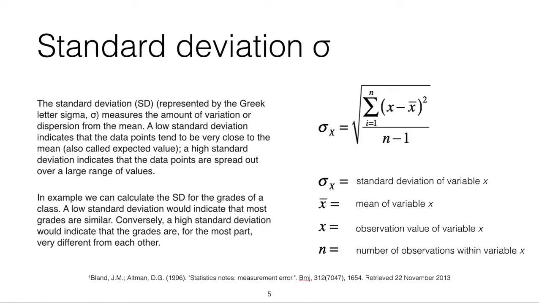So for now, it would seem a little bit complicated. It's new. But just think about this: we're looking at differences of each observation from the mean, and we're doing some form of an average of those differences. So let's think about an example of grades. If we took the standard deviation of grades of a class, meaning how different is each grade from the average grade, a low standard deviation would indicate that most grades are similar. Conversely, a high standard deviation would indicate that grades are very different from each other.